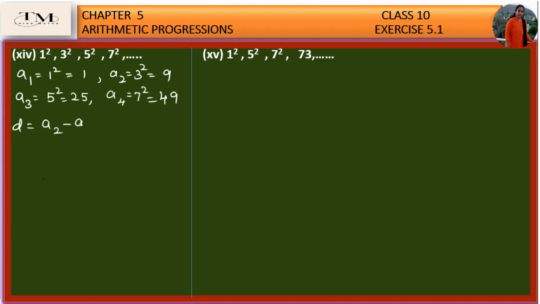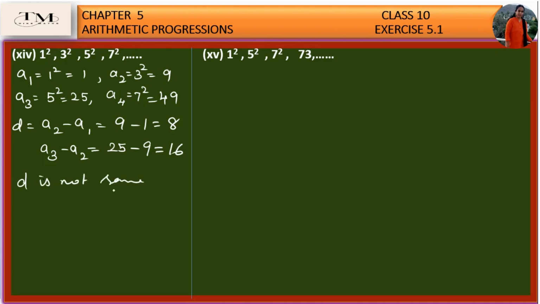So now what is D? A2 minus A1. A2 is 9 minus 1, which is 8. Next, A3 minus A2. What is A3? A3 is 25 minus A2 is 9. What is 25 minus 9? It is 16. So it is different. So D is not same. If it is not same, then 14th problem is not an AP.